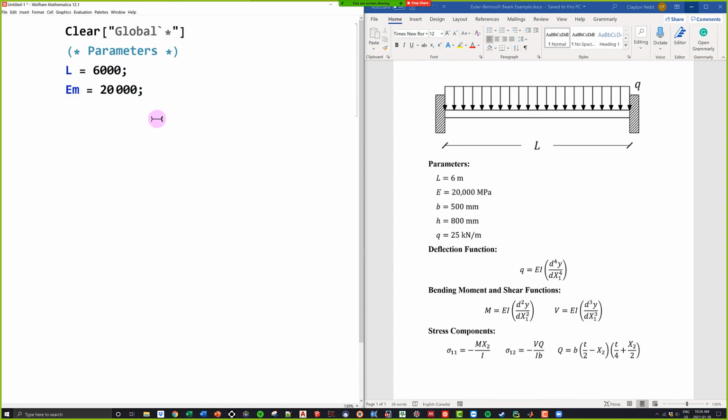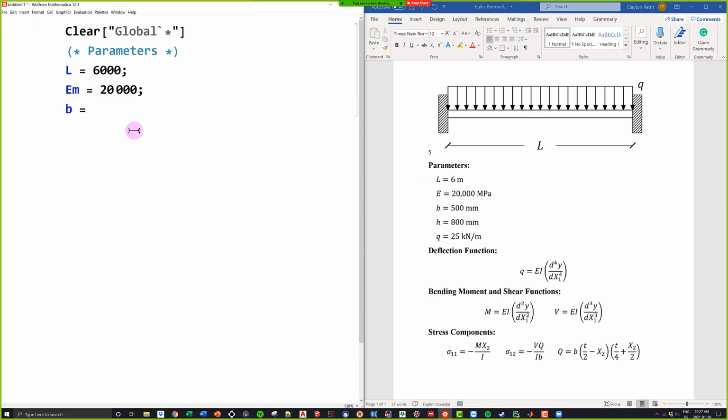All right, so next I've got B, which is the width of the beam. I know that that's 500 millimeters right here. Nice and easy. Oops, I don't know where I clicked. 500. And then finally, I have H over here. So I'm going to go H. This one's going to be equal to 800. So those are the simple ones.